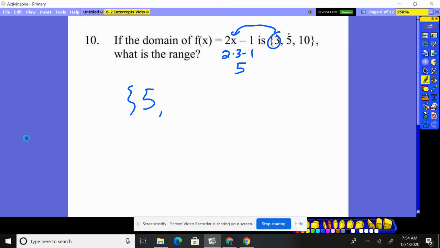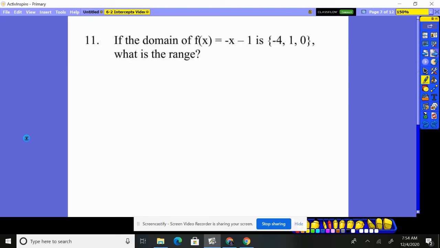Well, what about when you plug 5 in there? Well, 2 times 5 minus 1, 10, 9. So I get 9. And finally, plug 10 in there. 2 times 10 minus 1, 20 minus 1, 19. Those are the answers you get back. The range are simply the answers you get back, the y values, when you plug those domain values in, those x values. So here, hey, they want you to plug -4 in and tell us what the answer is.